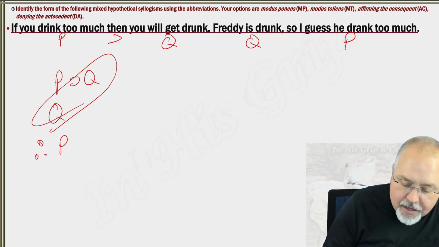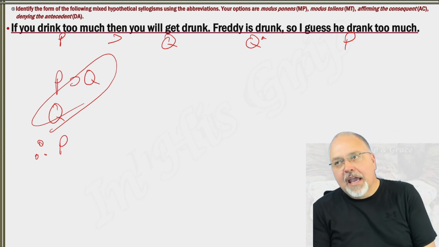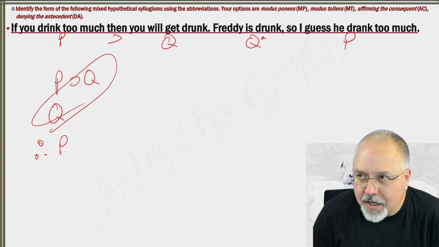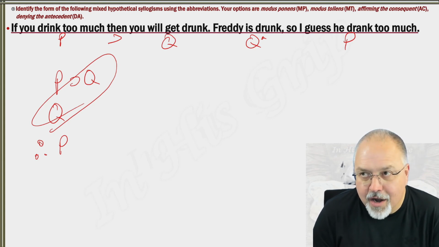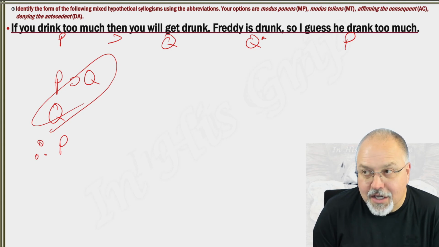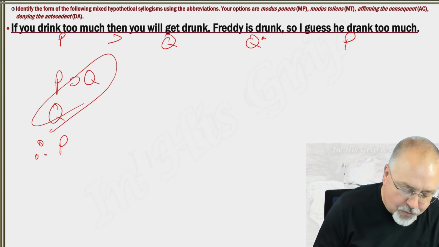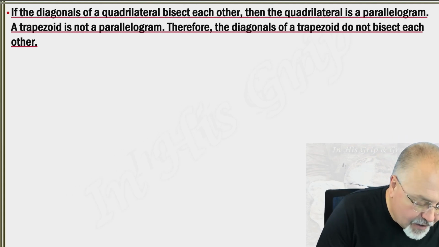Is the only way that Freddie gets drunk is by drinking too much? Could he have taken prescription medications or done something else that made him appear intoxicated? These days with medical marijuana or recreational marijuana, he could. There's lots of things that can cause intoxication. It's not necessarily just drinking alcohol, and that's why this is a fallacy. Now, he could be drunk from drinking too much, but it could be another cause that he simply appears to be drunk.